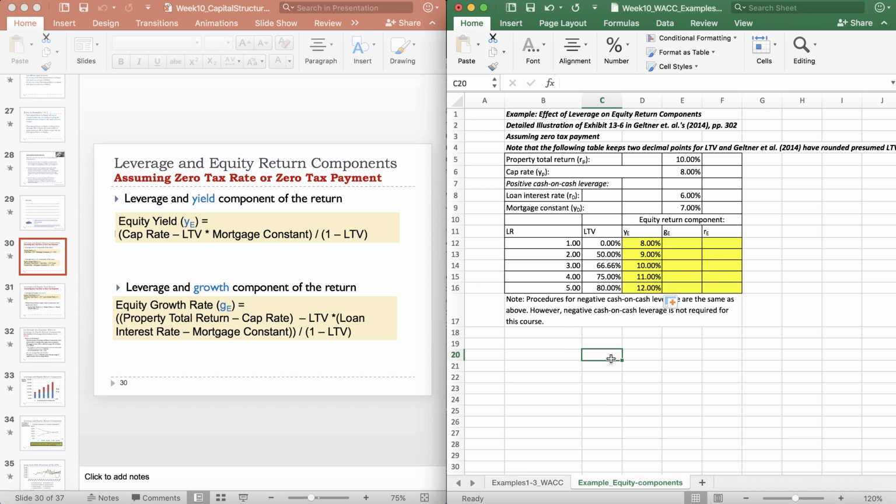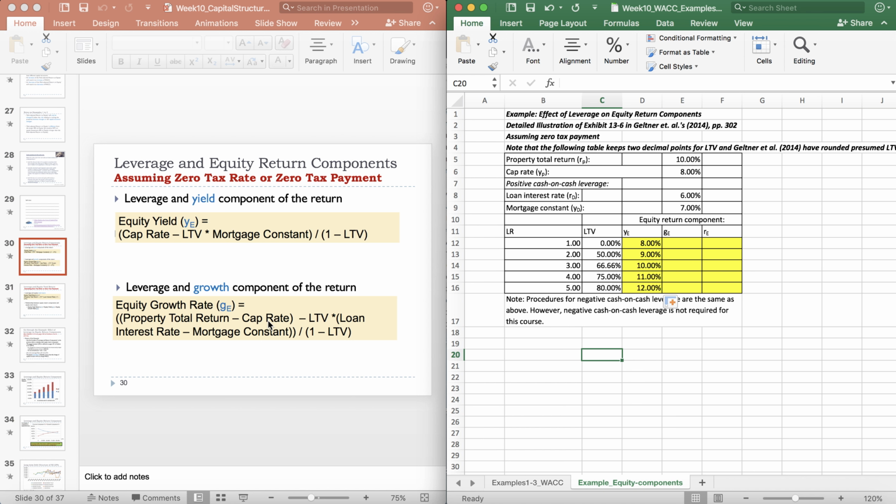Now let's look at the equity growth rate. It captures the price appreciation part of this property investment. That's why in the formula, the first term is property total return minus cap rate. We can understand it as the part of price appreciation, excluding the part of rental income.